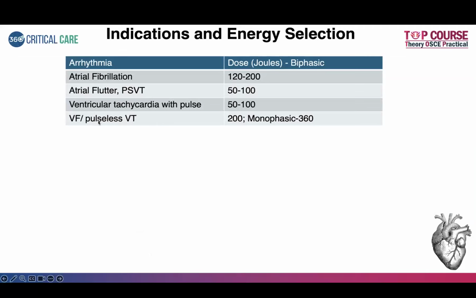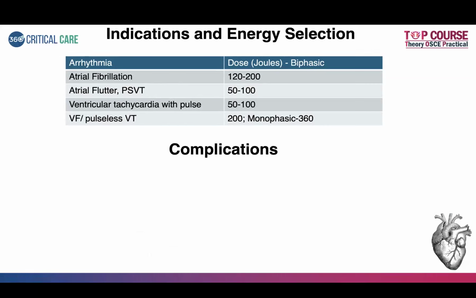So the indications and the energy selection, most of you would know about it. Atrial fibrillation is 120 to 200. Flutter and PSVT is 50 to 100. Pulse VT is 50 to 100. And pulseless VT or VF is 200 with biphasic, and monophasic is 360.